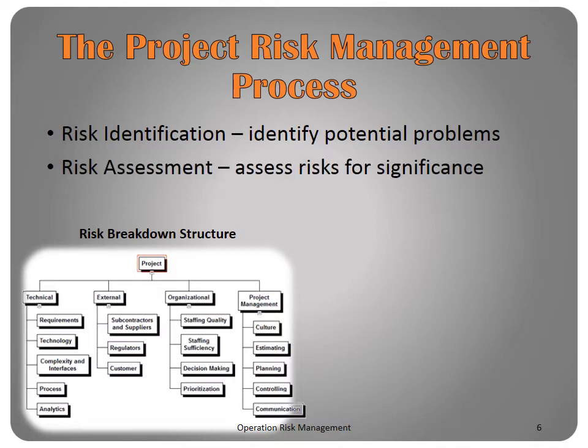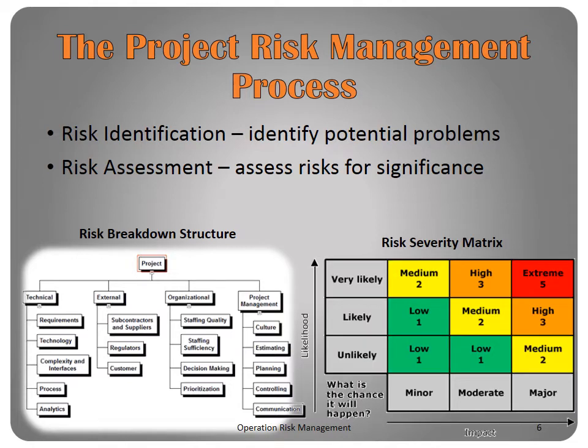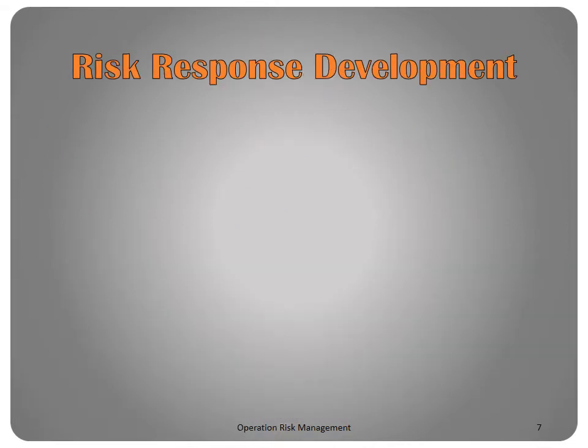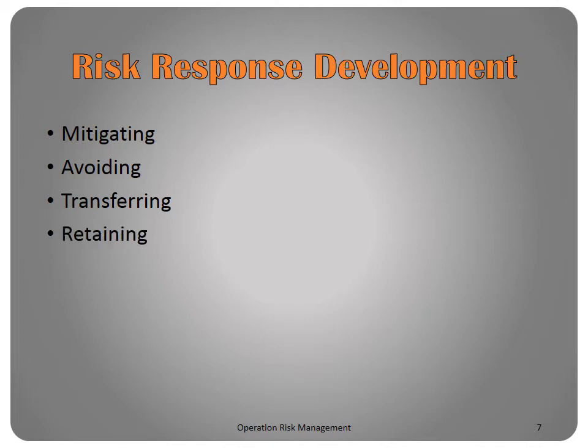Next, managers assess the identified risks to determine which ones are the most significant. An impact scale and risk severity matrix can be applied to the identified risks to determine which risks require the greatest attention. Risks found to be significant are then evaluated to determine the appropriate response. Risk responses are classified as mitigating, avoiding, transferring, or retaining.